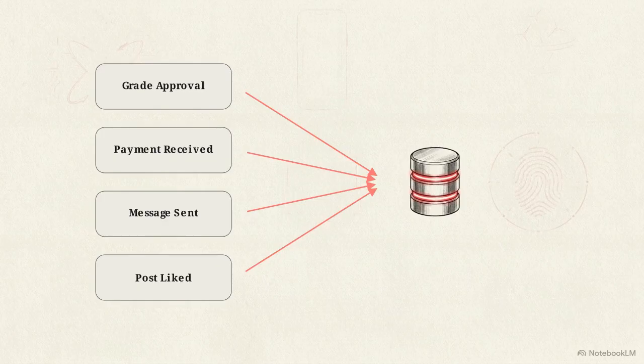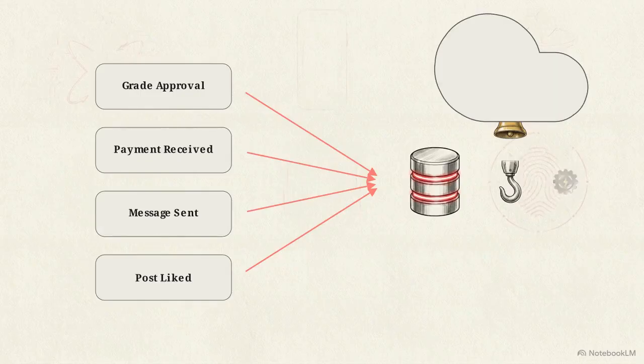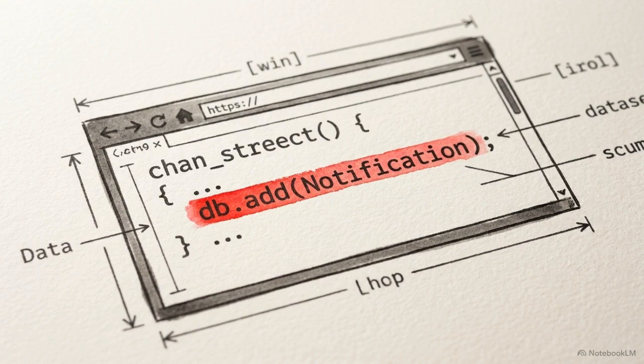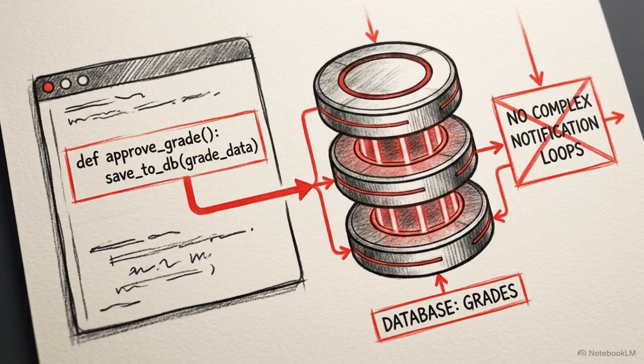API controllers execute their specific business logic and simply insert a generic notification record into the database. Attached directly to the notification model is an event listener. When a new row commits, this listener fires the outgoing push payload. The third-party delivery execution is completely abstracted. The API endpoint handles the core data update, unaware of the notification mechanics firing downstream.